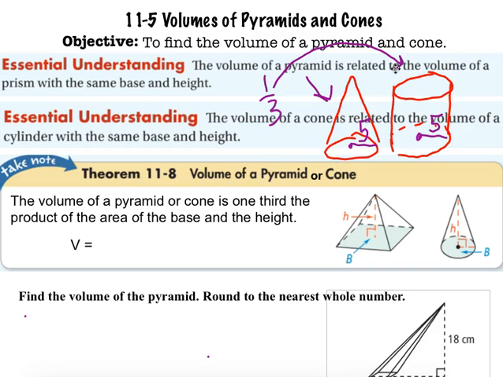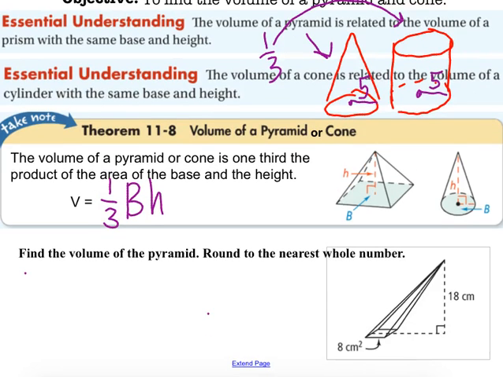So let's formally write that down. Then the volume of a pyramid or cone is 1/3 the base area times the height. So 1/3 base area times the height. So let's practice one of those. Again, I'm just going to write this out. Volume equals 1/3 base area times height.